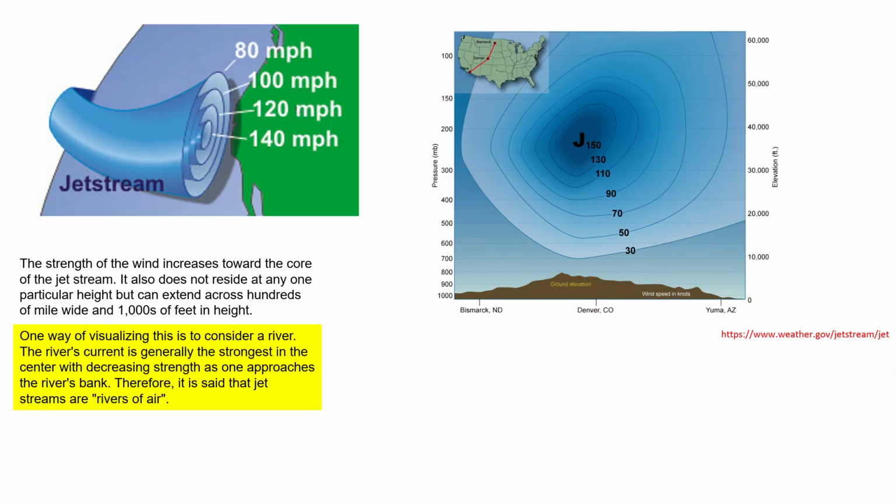So if we look at the cross section of a jet stream, the strength of the winds increases towards the core of the jet stream. So if this is the core of the jet stream, it will have the highest wind velocity, followed by decreasing wind velocities as we go towards the periphery of the jet streams. And then it also does not reside at any one particular height, but can extend across hundreds of miles wide and thousands of feet in height. So the jet streams are fast moving, they are quite wide, and they are very, very long.